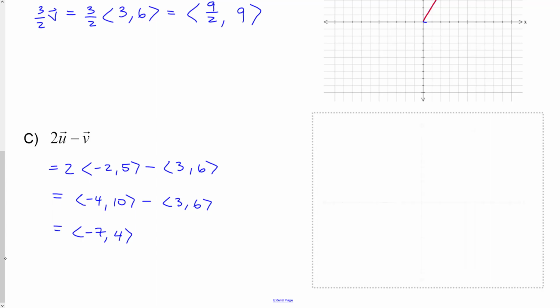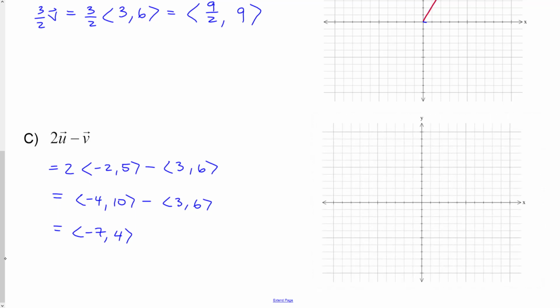When I sketch these, let me show you what happens. So the original vector u is at -2, 5, approximately right there. Then v is at 3, 6. Okay. Now, in green, I'm going to first multiply vector u by 2. So that's at -4, 10.